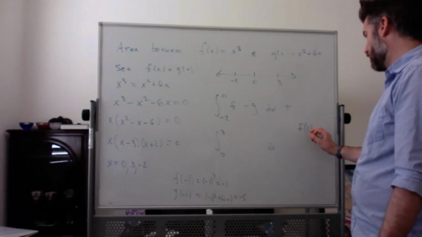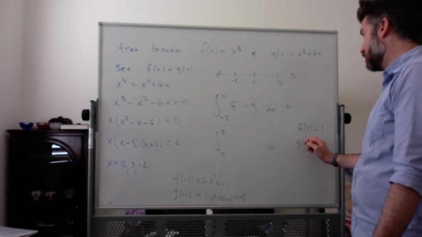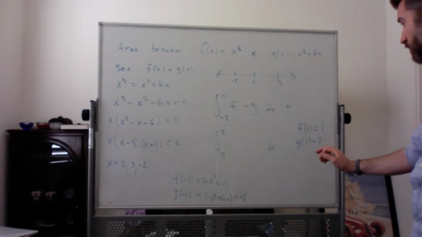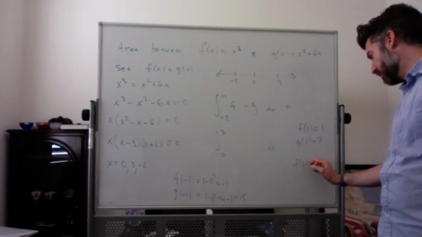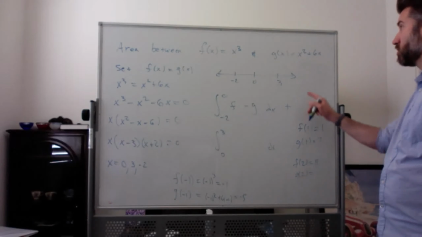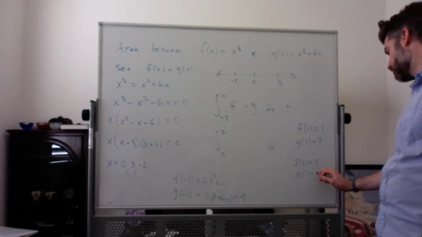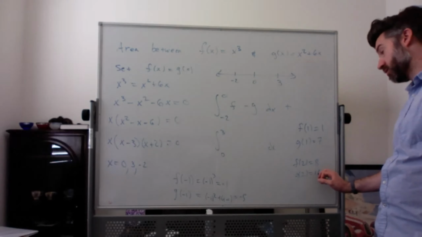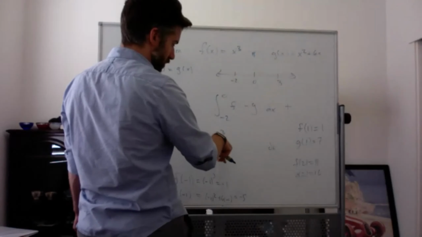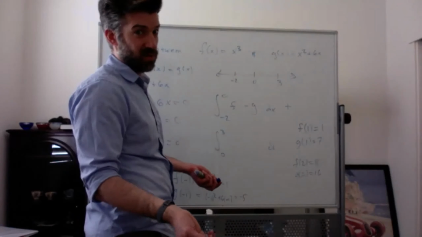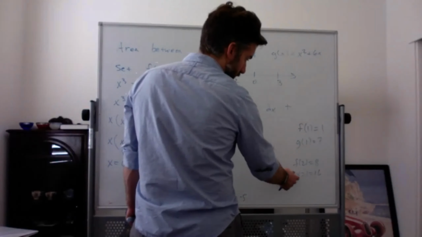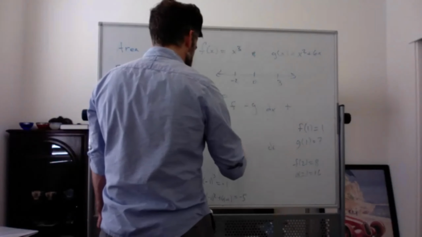See, f of 1 is 1, g of 1 is 1 plus 6, which is 7. Or we could have checked 2, right? F of 2 is 2 cubed, which is 8. G of 2 is 2 squared plus 6 times 2, which is 4 plus 12, which is 16. Either way, whether we pick 1 or 2 between 0 and 3, or something like 2.5 or 1.5, you still see that g is the bigger function. This one's going to be g minus f.